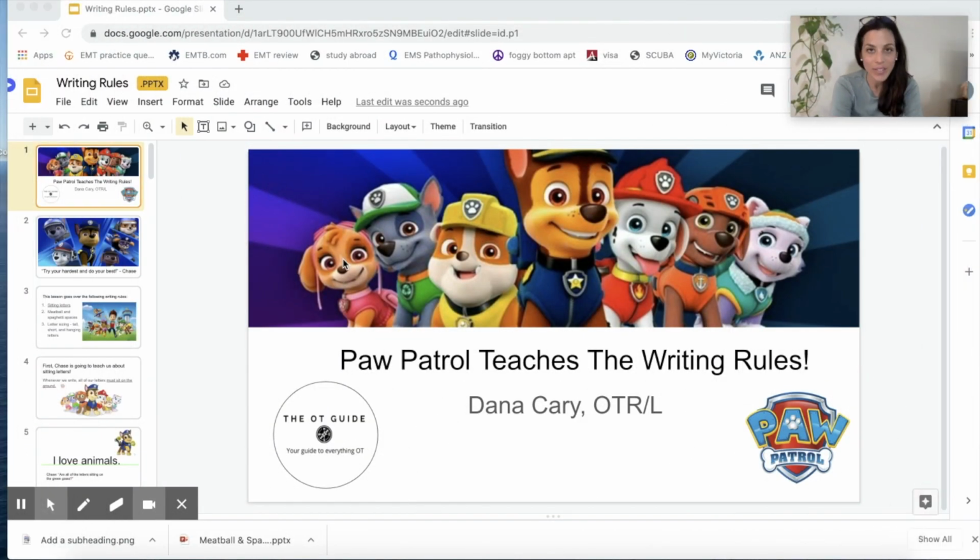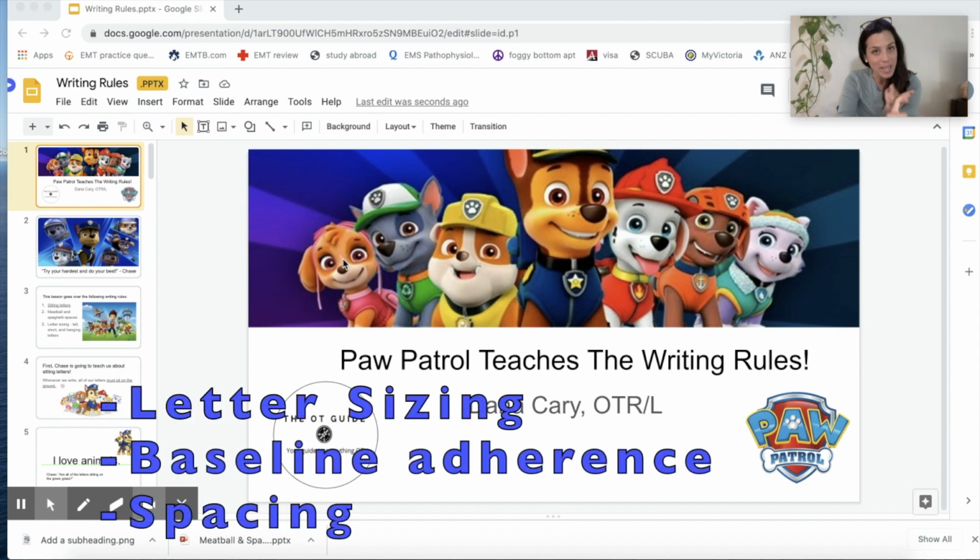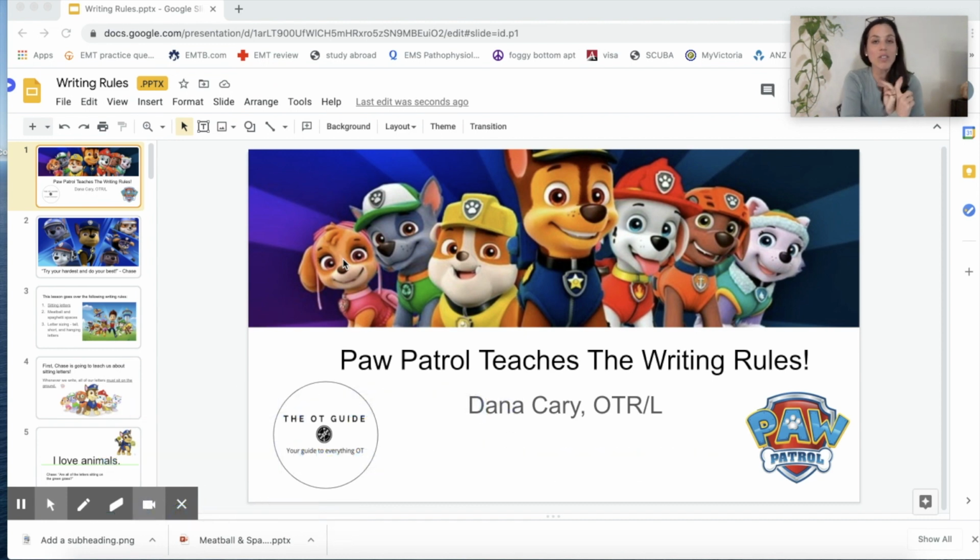Here's my latest activity. It is Paw Patrol themed for all of your students that love Paw Patrol. This activity goes over the OT related writing rules. So it reviews letter sizing, baseline adherence, as well as meatball and spaghetti spacing. So this activity is perfect for our students who are just learning how to write. So kindergarten, first grade, perfect.